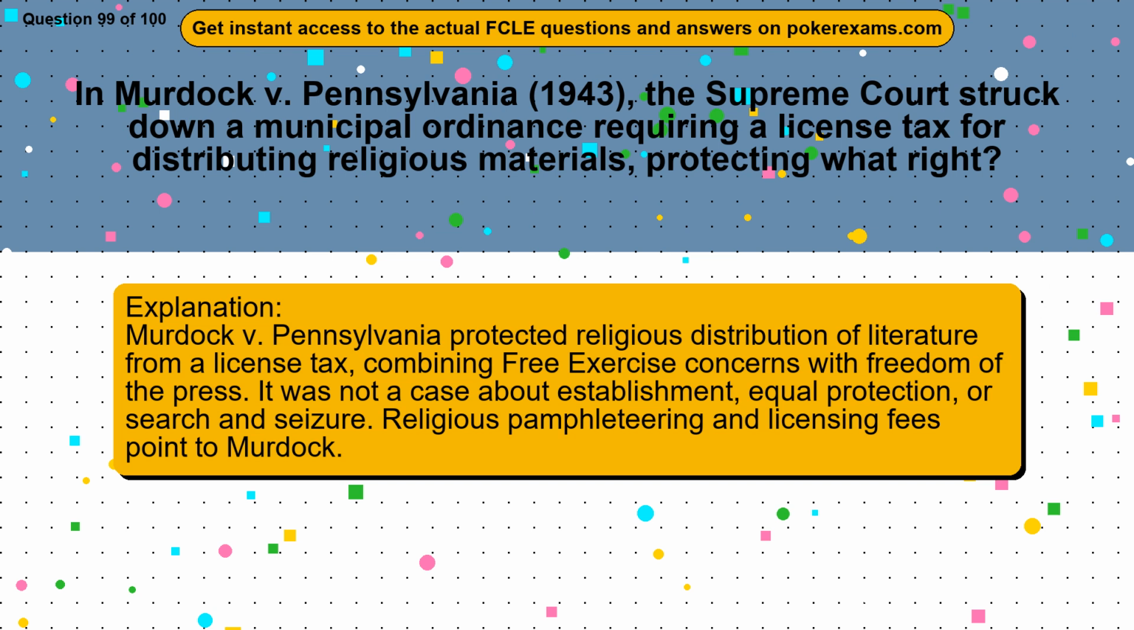Murdock v. Pennsylvania protected religious distribution of literature from a license tax, combining free exercise concerns with freedom of the press. It was not a case about establishment, equal protection, or search and seizure. Religious pamphleteering and licensing fees point to Murdock.